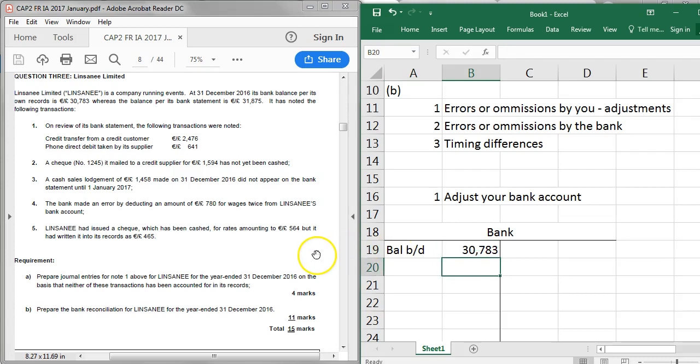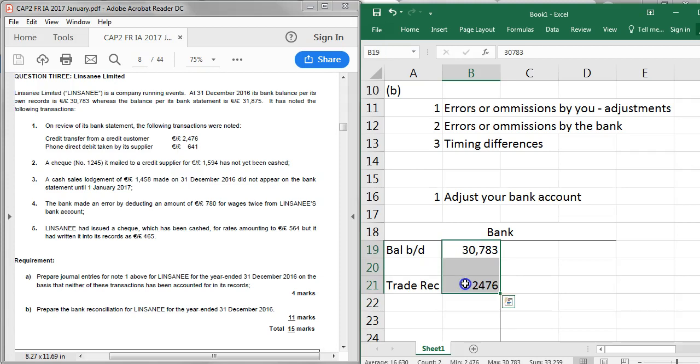So we're trying to go through each of these and figure out which exactly means I have an error. Did I leave out something, or do I have an error that needs to be adjusted? The first two we know are omissions by us. The first one is trade receivables paid us. They paid us 2476. So that money should have been coming into the account. Therefore, you put it in the debit side.